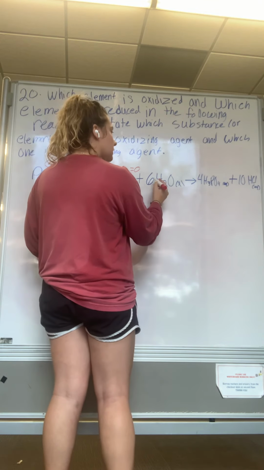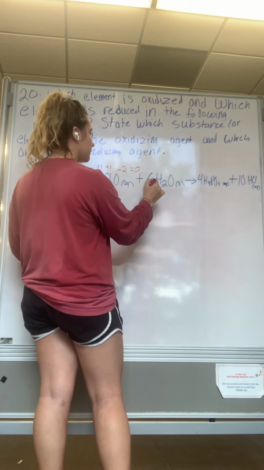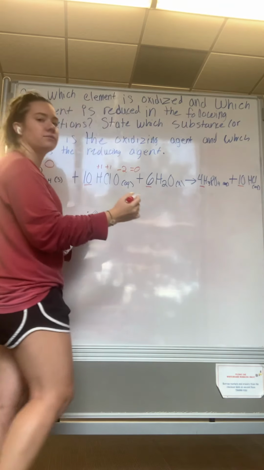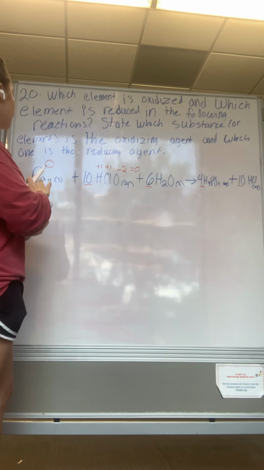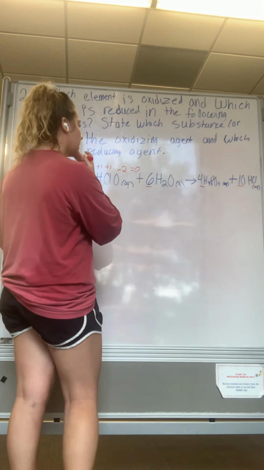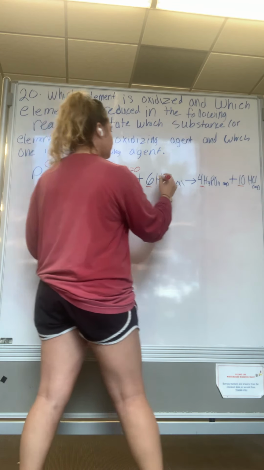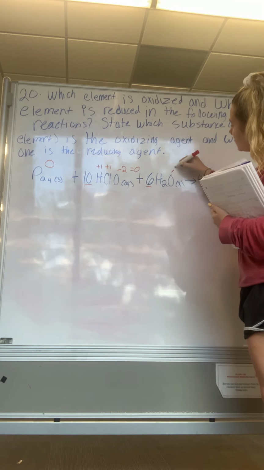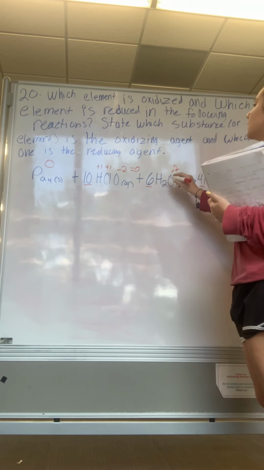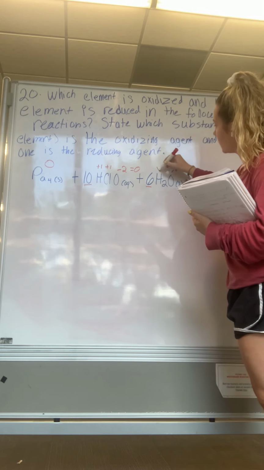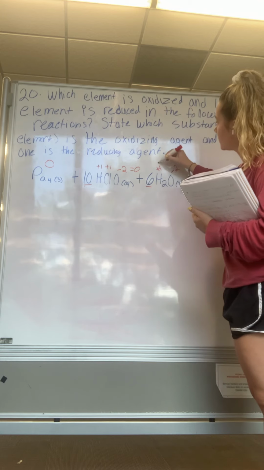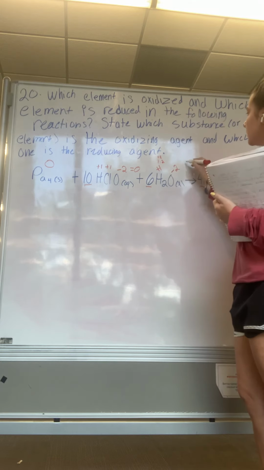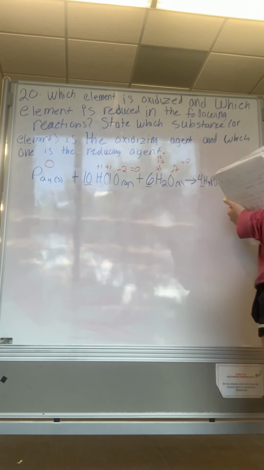We have 6 H2O. The coefficients 10, 6, 4, 10 don't matter for the oxidation numbers. They just matter so you have a balanced equation. We're only looking at the subscript numbers. So you can see oxygen right here. We know that it's always -2, and hydrogen with a nonmetal is going to be +1. There's 2 hydrogens, so we're multiplying it by 2 and we get a +2. +2 minus 2 equals 0, so that is balanced.